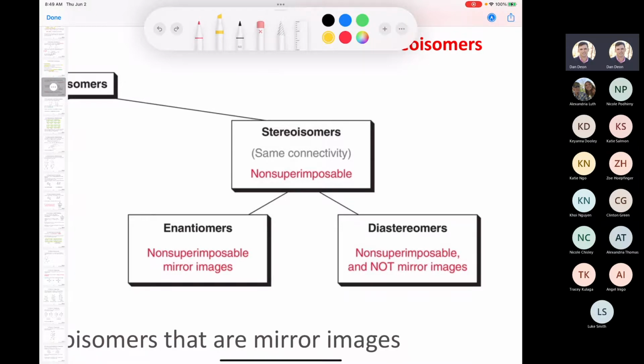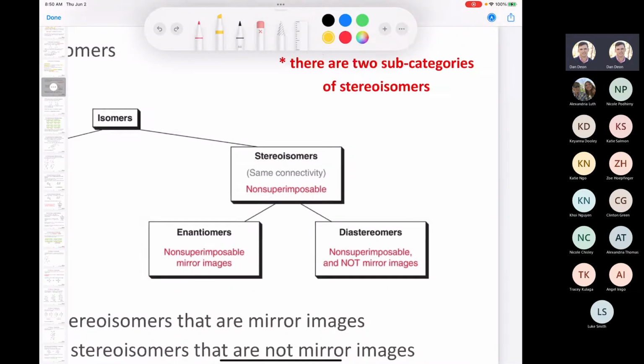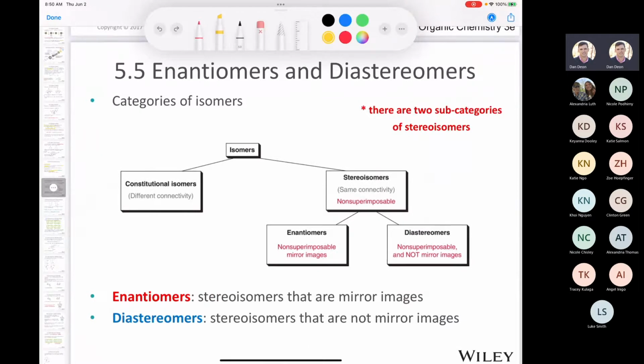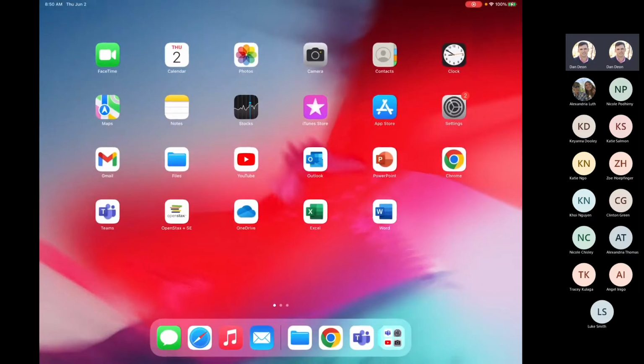Then I held up some models to you. And it says here that if you have non-superimposable mirror images, we call those enantiomers. Whereas if we have non-superimposable molecules that are not mirror images, then they fall under the umbrella of a new type of stereoisomer, which is a diastereomer. So let's take a look at a model here.